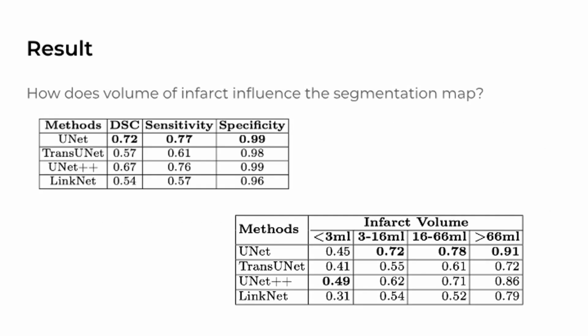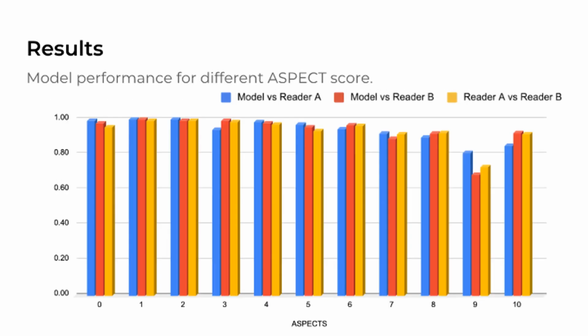Next, let's evaluate our model for different volumes of infarcts. The results are shown in the table. We can clearly see the smaller the infarction, the harder it is to detect and segment. Now we compare the model with the two readers who scored the scans for ASPECTS. We can also see that most of the time the model has performed at par with both of the readers A and B in terms of sensitivity.